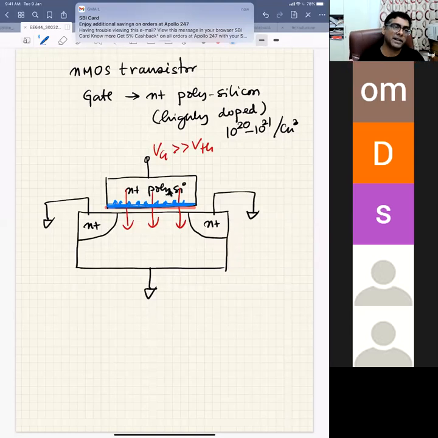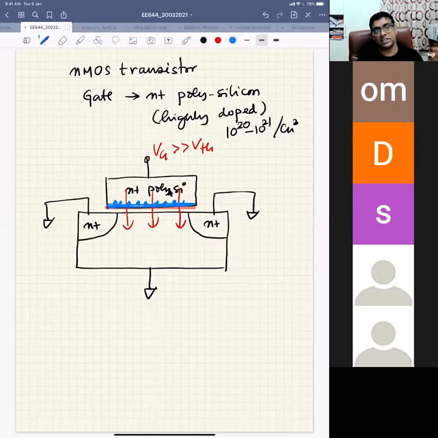So let's say for a typical transistor, if your threshold voltage is around 0.4 volt, but you are applying 1 volt gate voltage, that means you are applying a very high electric field. In that condition, your polysilicon will also be depleted, because with a very high electric field the electrons will be repelled from the surface. That phenomenon we call the polysilicon depletion, or poly depletion effect.